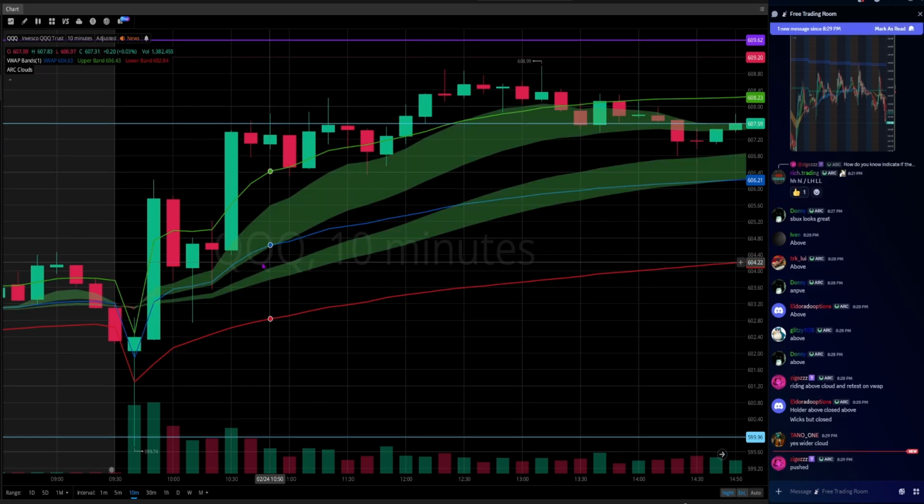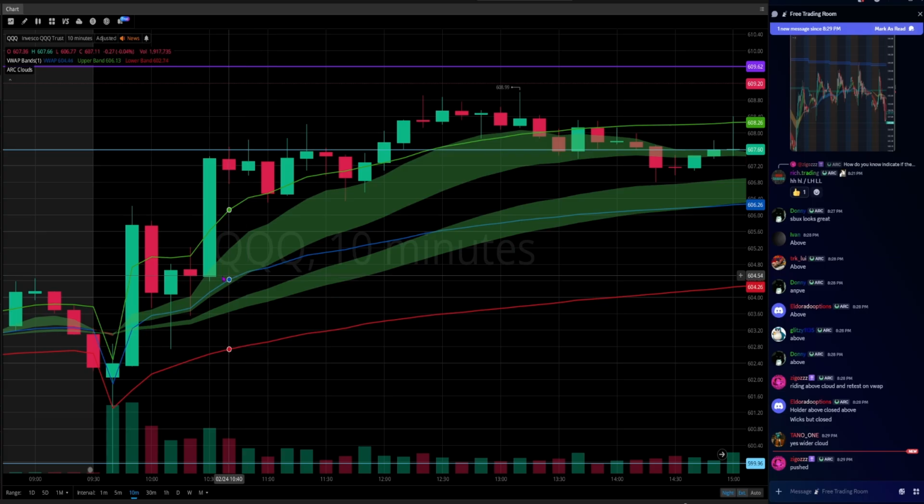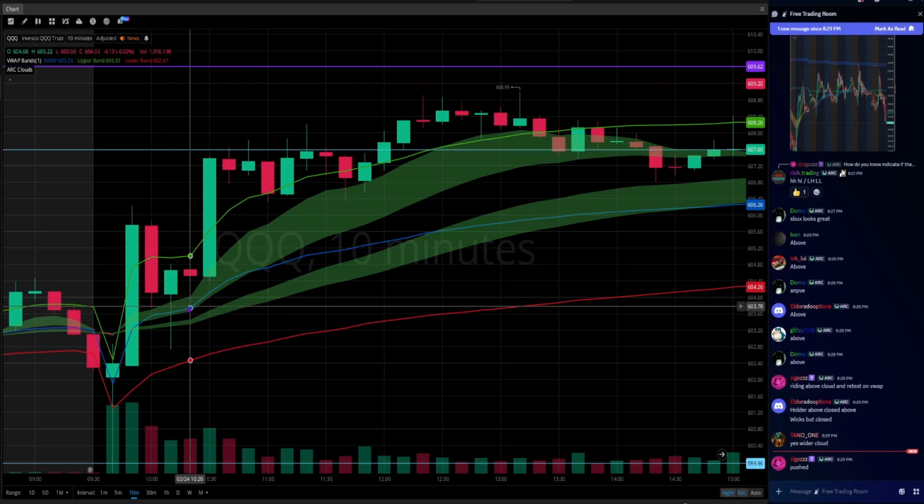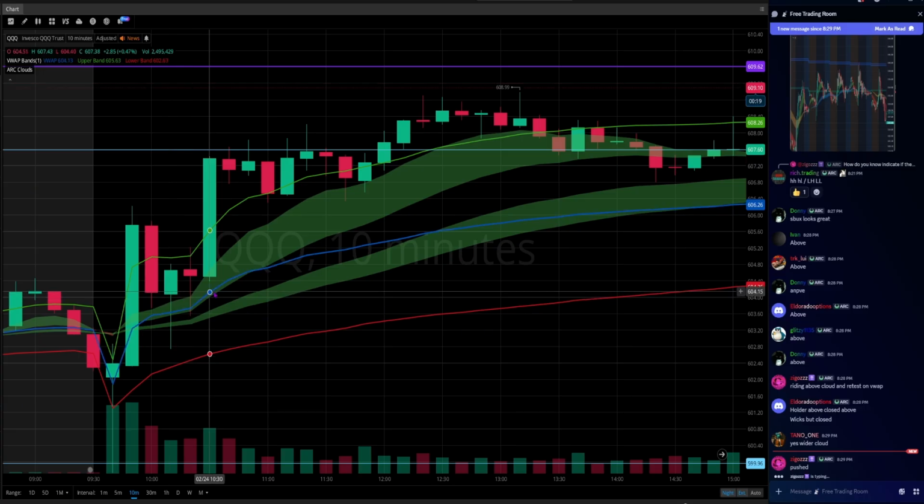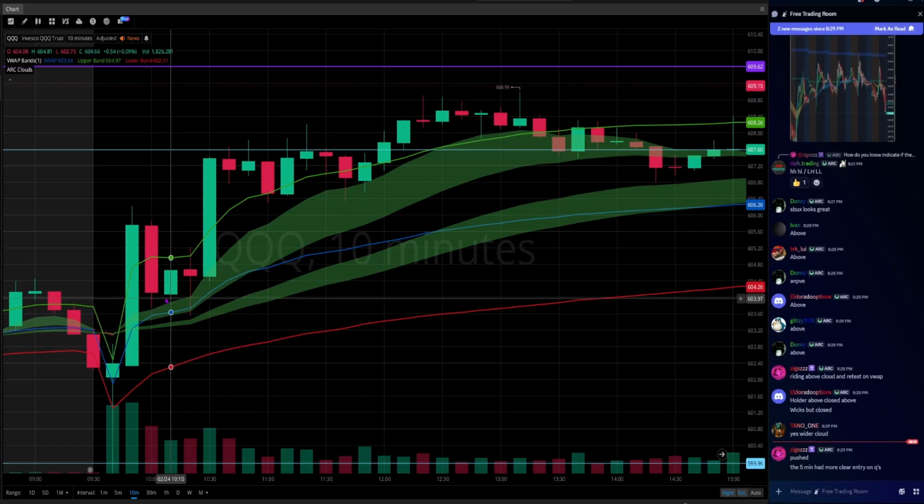Same thing with QQQ here. QQQ is a lot cleaner. You guys see how price came down, wicked into the cloud, but it didn't close in it? This entry would be harder to catch because you would probably catch it while it's forming in the cloud. But even if you were to get it off of this rejection right at 10 o'clock, guys, you can see that even though we wicked below, price continued to drive up very nicely.